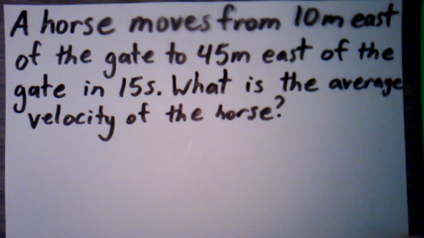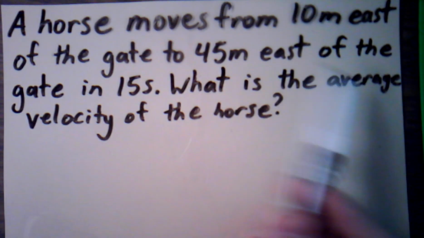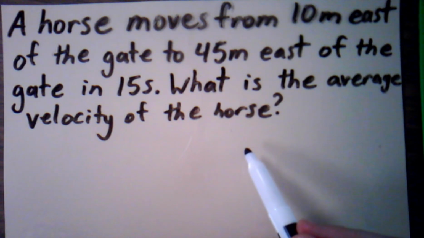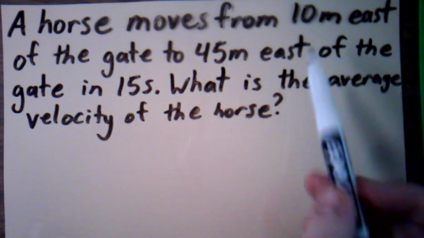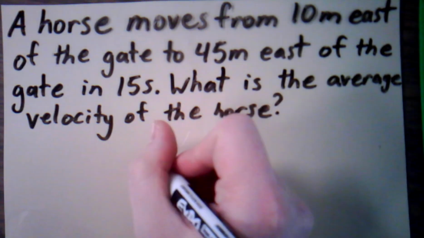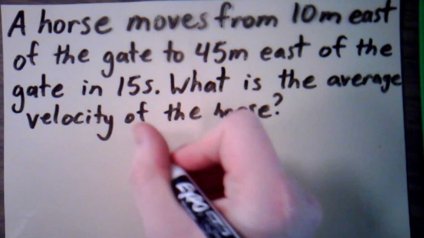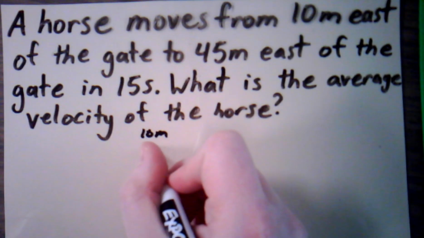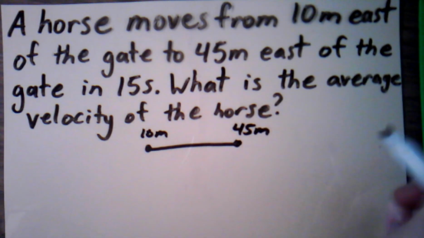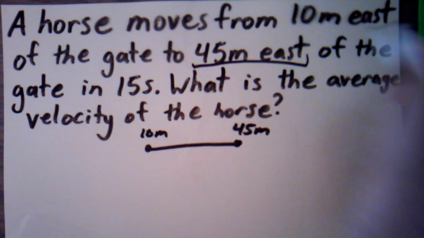All right. A horse moves from 10 meters east of the gate to 45 meters east of the gate in 15 seconds. What is the average velocity of the horse? Now this one's a little different because now we have two displacements. So let's draw it. All right, so we have our horse, starts here, goes from 10 meters, so here's 10 meters, to 45 meters, and the direction is east on both of ours.